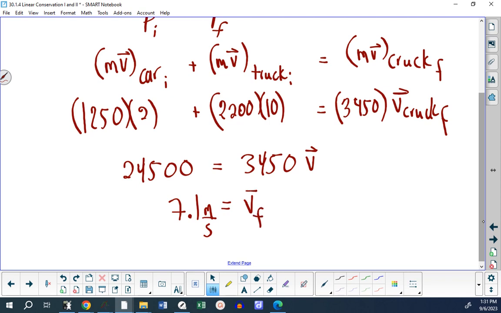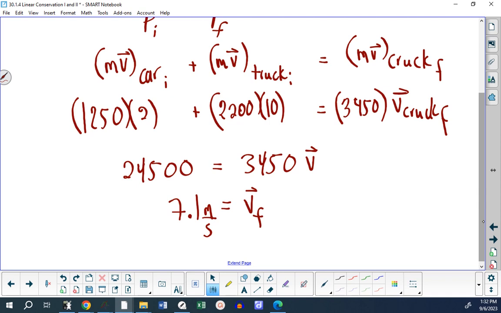I do want to point something out to you. This totally makes sense. The car went from 2 meters per second to 7 meters per second. It gained roughly 5 meters per second. The truck went from 10, and the truck slowed down during the collision, to 7. Why did the truck slow down? Not as much as the car sped up, because the truck's mass is so much greater.